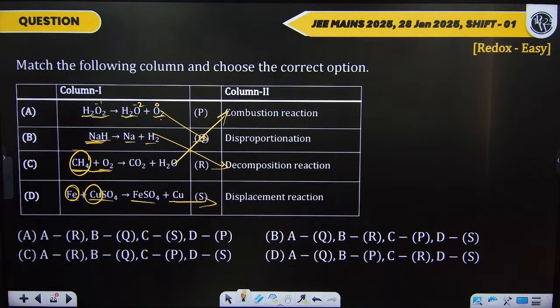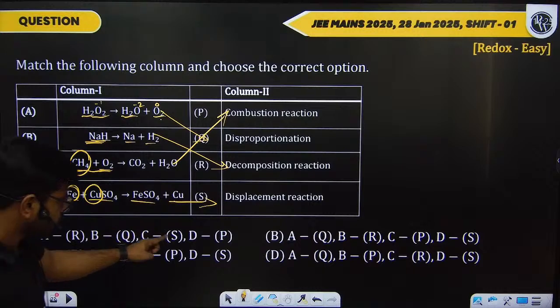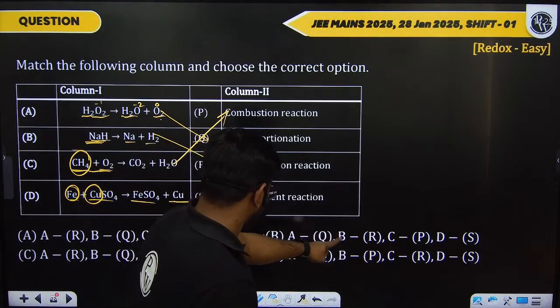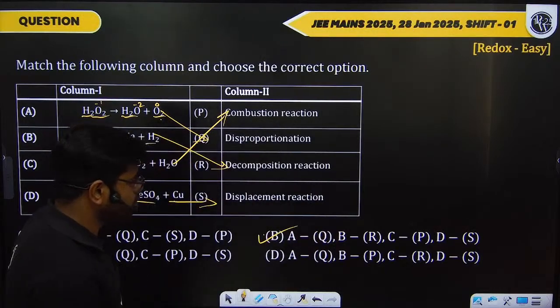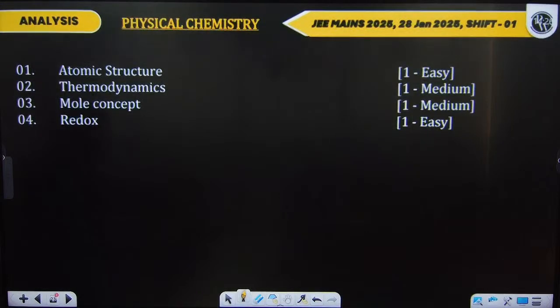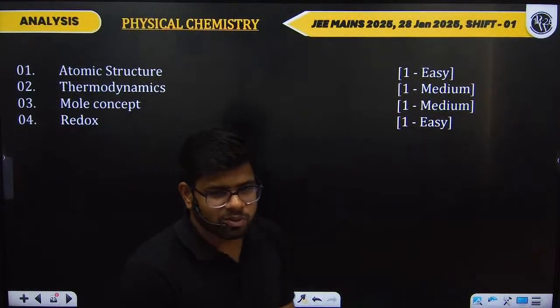The answer is R C. That's it. Chemistry.